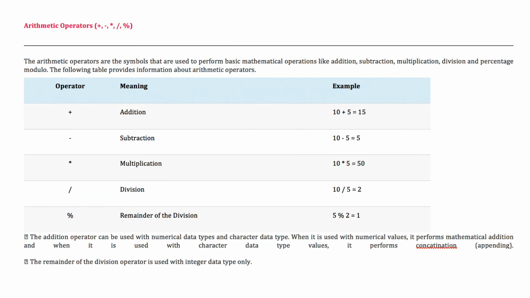Let us first remember what the operators are, like the arithmetic operators, which are the symbols that are used to perform basic mathematical operations like addition, subtraction, multiplication, division, and the percentage sign, which is modulo. So here are the operators, which are called arithmetic operators, and here are the examples. We have covered this, and this is very simple.